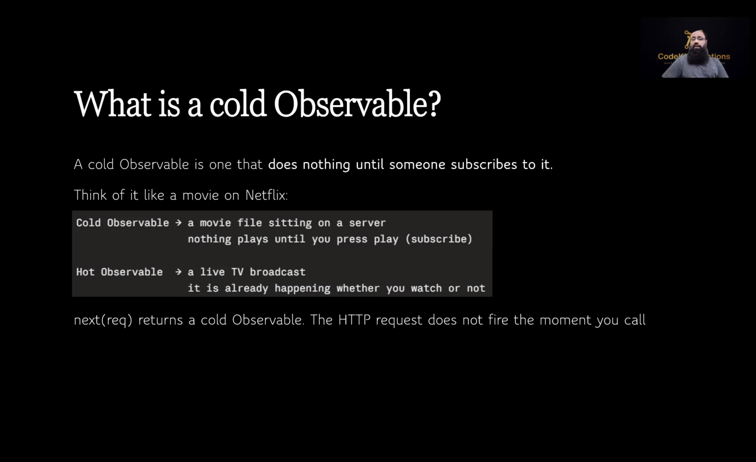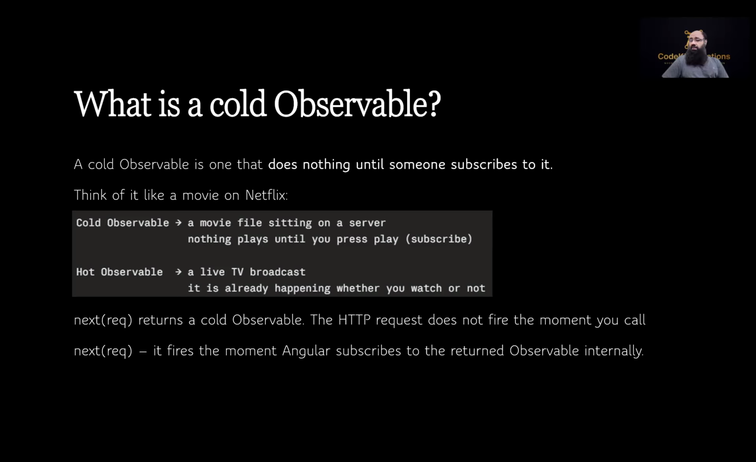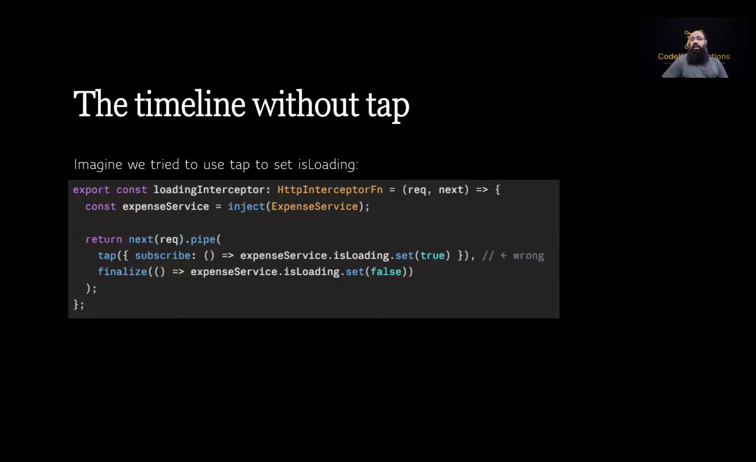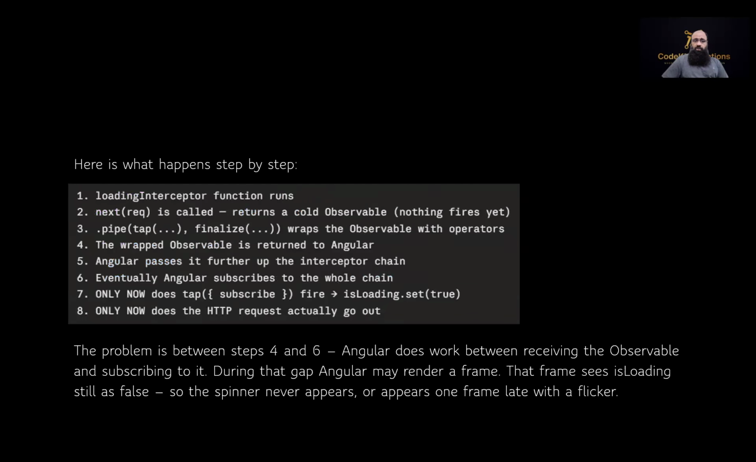So why does next request return a cold observable? The HTTP request doesn't fire the moment you call it; it fires the moment Angular subscribes to the returned observable internally. So what actually happens? Imagine we try to use tap to set loading. Let's say we have used tap over here. Let's discuss the sequence of what is actually going to happen.